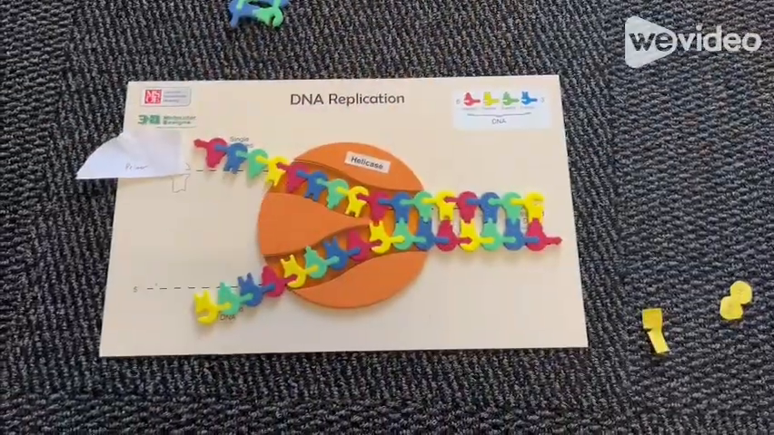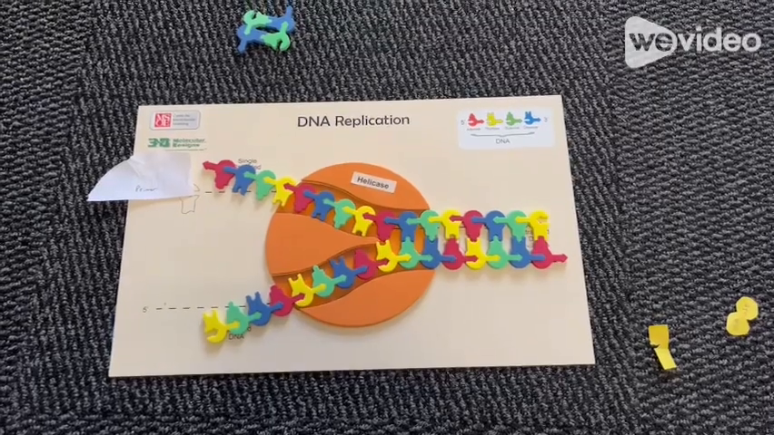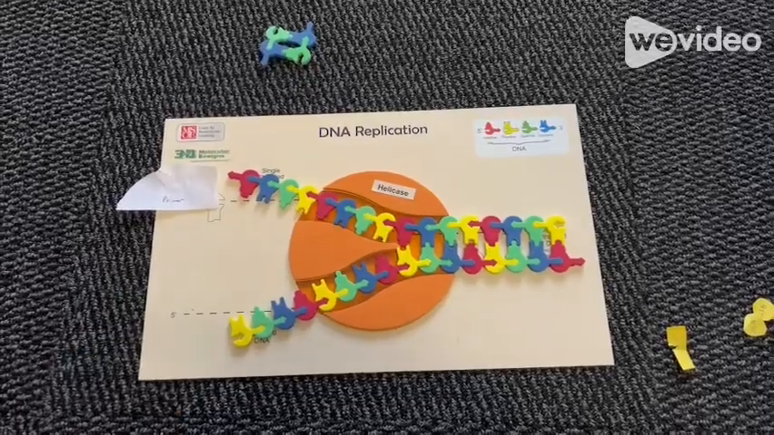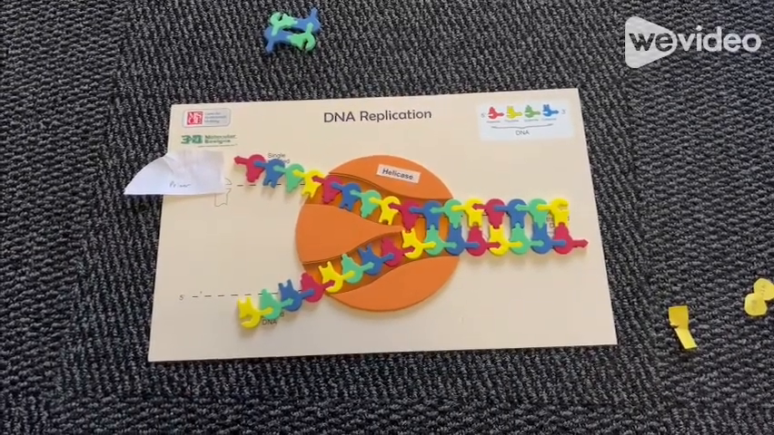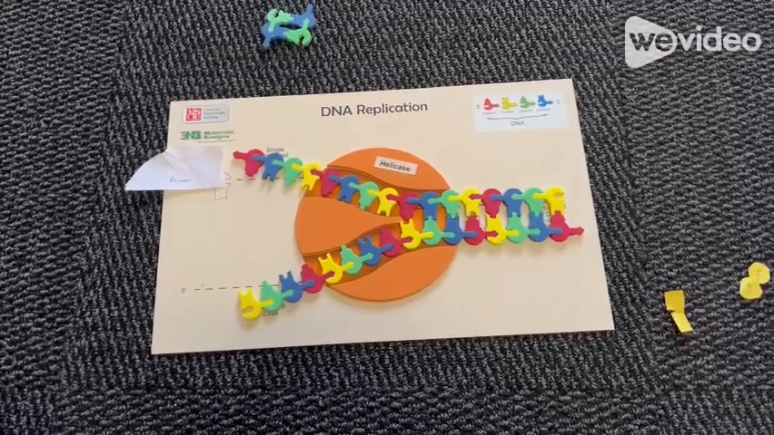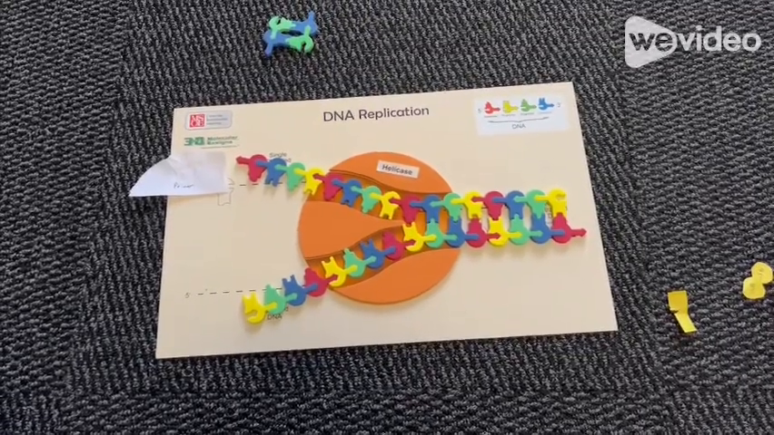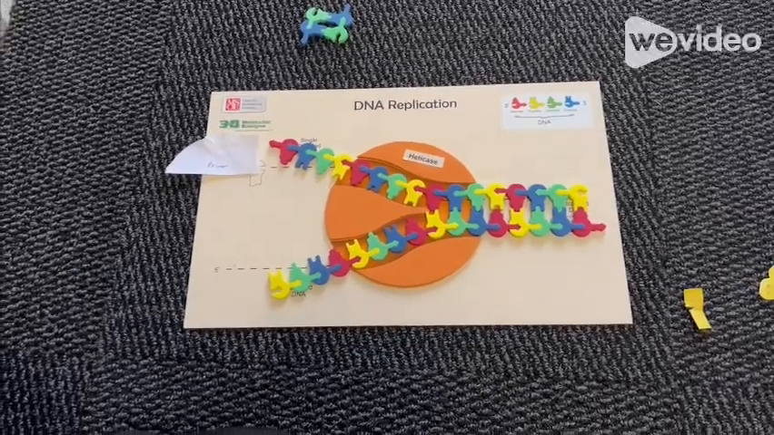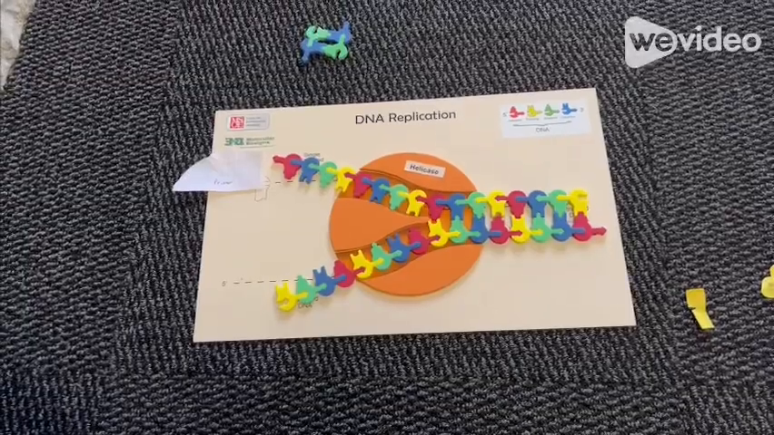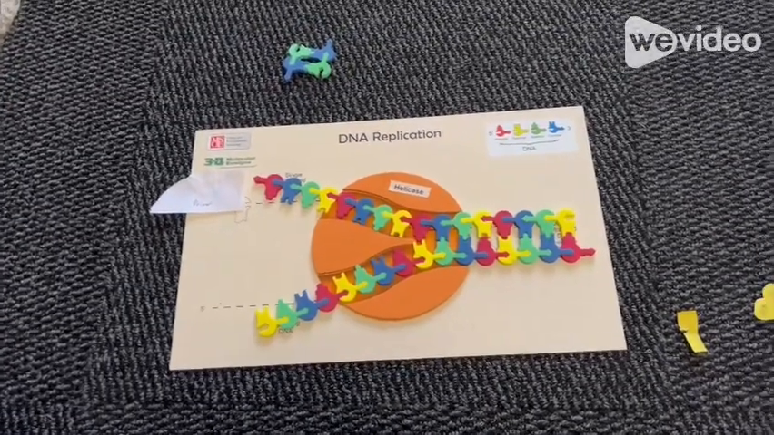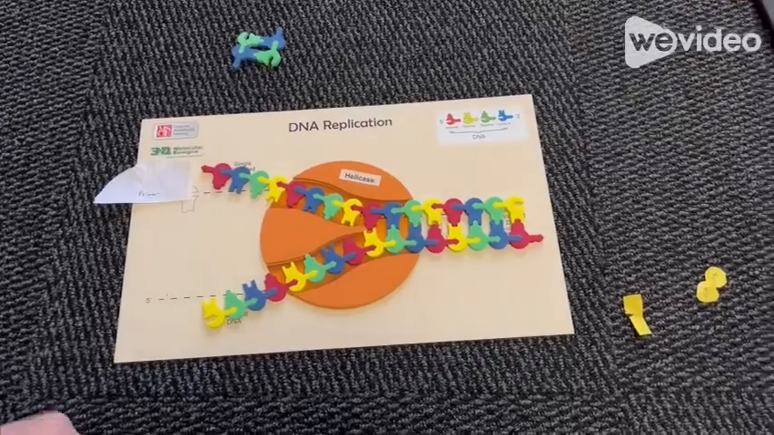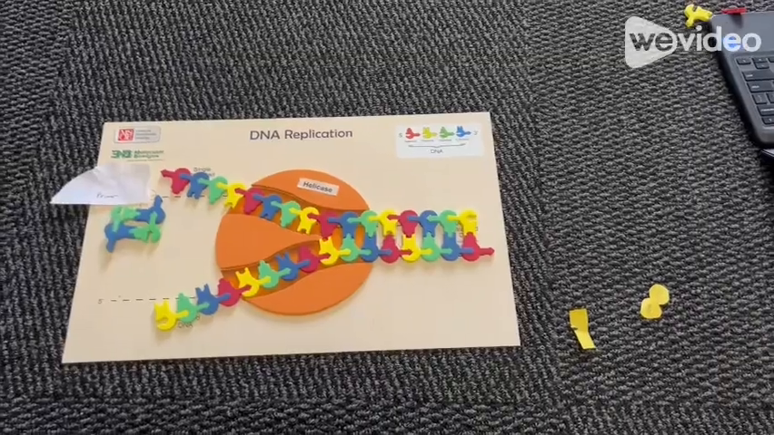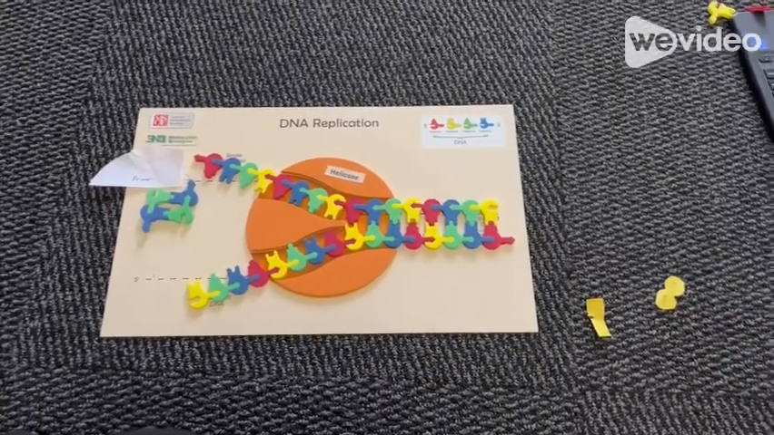Primase is an enzyme that catalyzes the production of an RNA primer. An RNA primer is a small strand of RNA that allows DNA polymerase III to begin the process of DNA replication. This is because DNA polymerase III can only add onto an existing strand, which the RNA primer provides. DNA polymerase III is an enzyme that catalyzes the addition of new nucleotides to the 3' end of the new DNA strand, using the complementary DNA strand as a template.